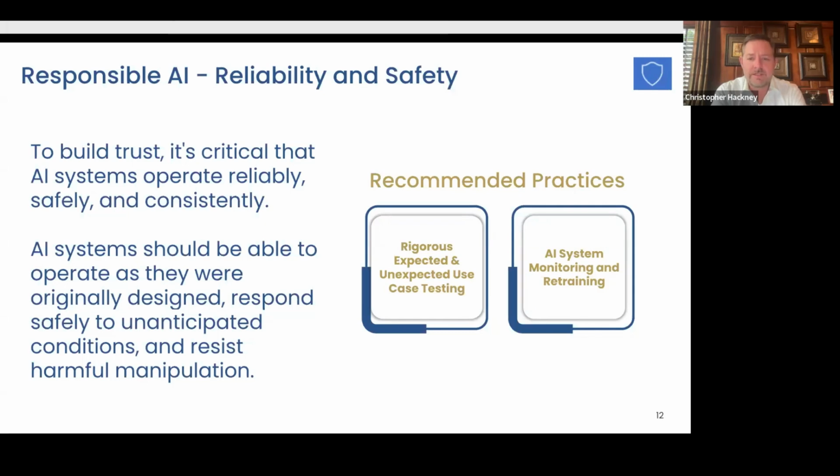So it should be very clear on recommended practices that rigorous expected and unexpected use case testing should be done on any models or applications prior to wide-scale launch. Those same systems should have complete monitoring and retraining built into them as you move forward. You should understand at all times what's happening within your models, within your applications, and make sure that those results are reported properly as you move forward with the adoption of AI.